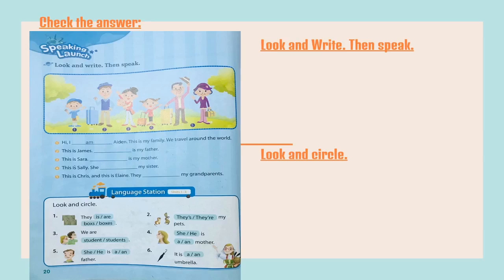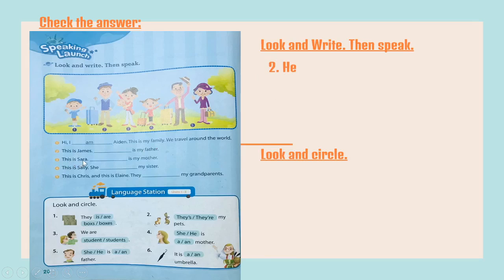Okay, everyone, welcome back to our lesson. So now let's check the answers with teacher. Number 1. Hi, I am Elden. This is my family. We travel around the world. Number 2. This is James. Is my father. So you can look at this picture number 2. We need to complete what? Okay, we need to complete he. He is my father.